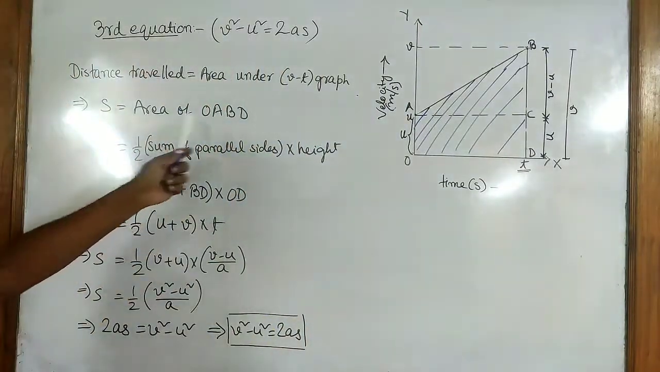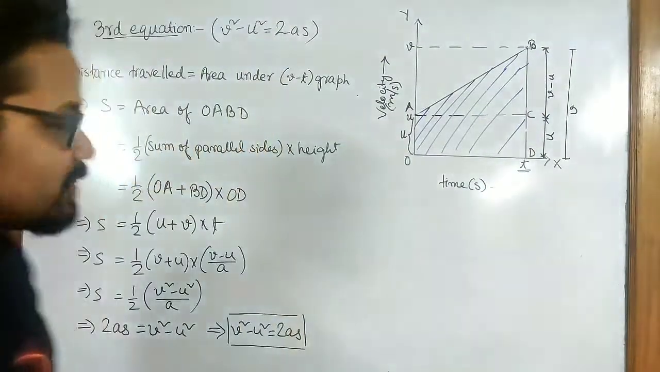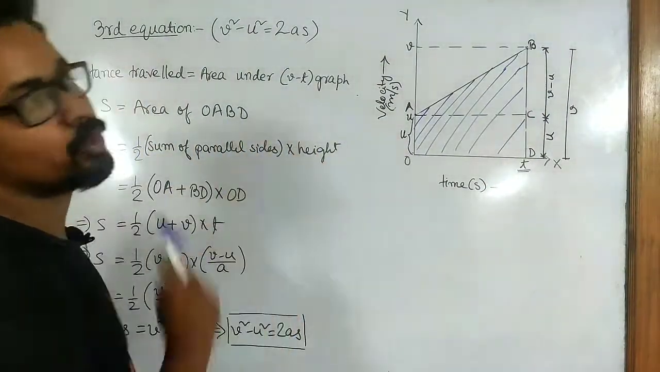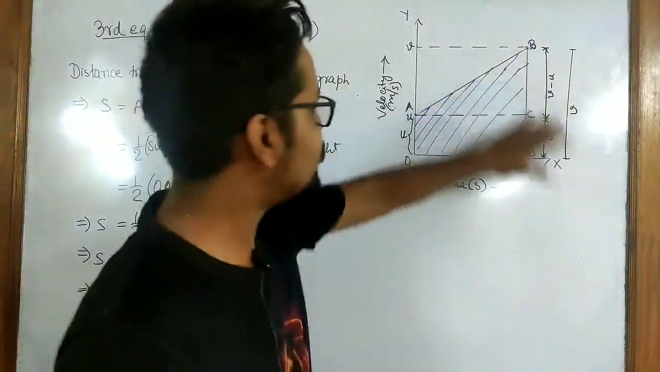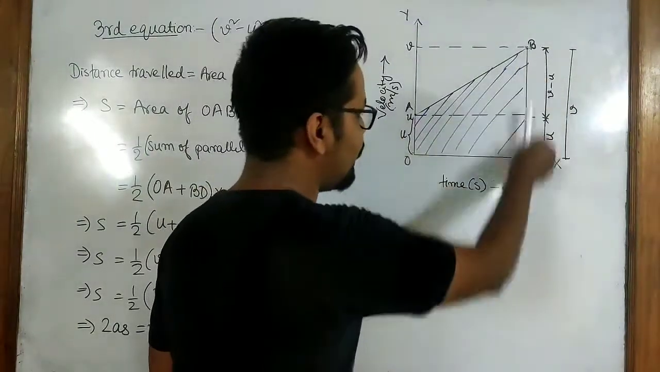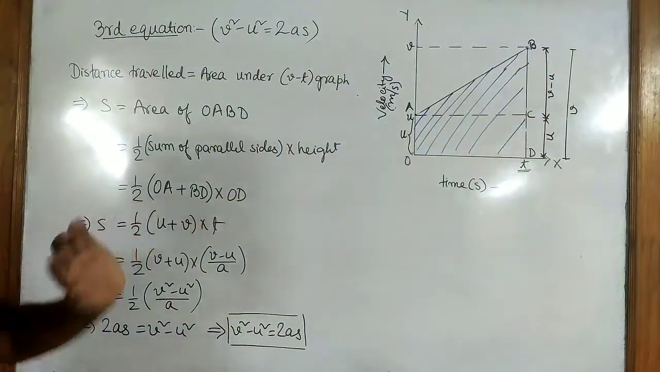Now we need the area of OABD, that is, the area of this trapezium. What is the formula for the area of a trapezium? Area of a trapezium is half into the sum of parallel sides into height. So in this case we need the sum of the parallel sides. Which are the parallel sides? OA and BD are the parallel sides. So we will write OA plus BD. See, OA plus BD. Simple.